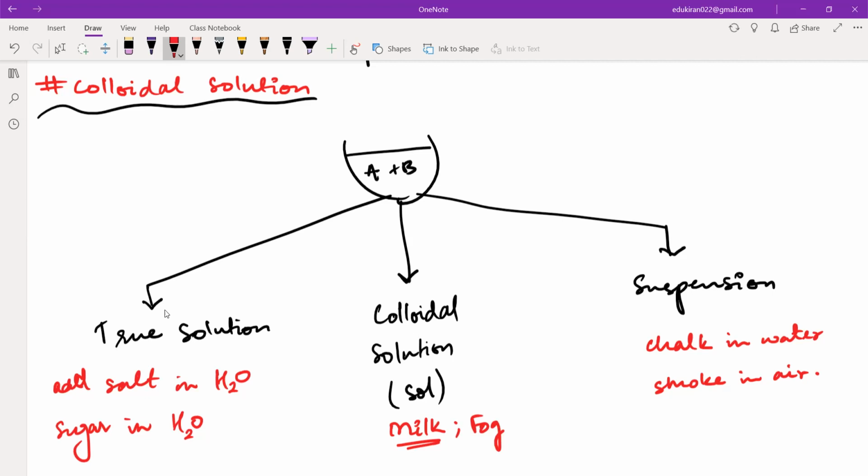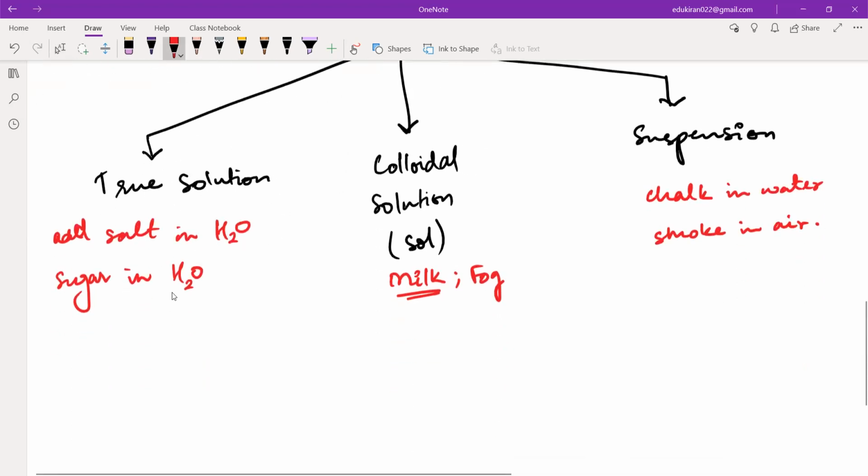These are two examples. Now the most important is colloidal solution, because in this chapter, true solution and suspension have been mentioned only in reference to the colloidal solution. When they are talking about colloidal solution, they are saying it is different from solution, and it is also different from suspension. So we'll focus on colloidal solution. How will you say that milk is not a true solution? Why is milk not a true solution? That is our question.